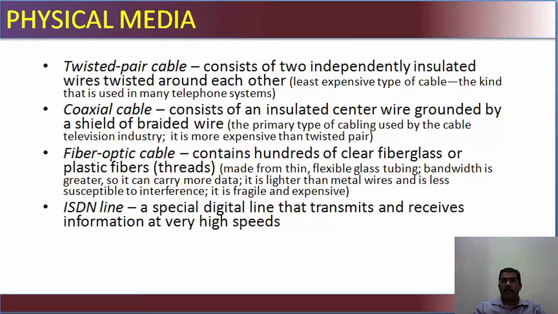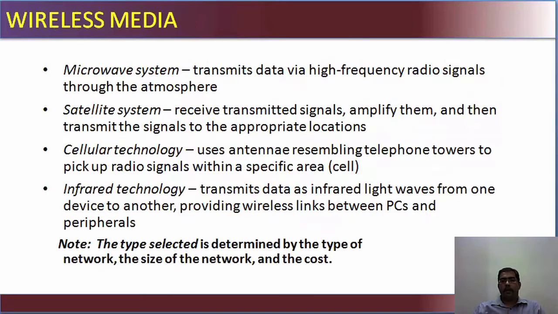This is your cable, the cable that connects to your set-top box or which directly used to connect to the television. But this is a little more expensive than the twisted pair. Then you have fiber optic cable, which consists of hundreds of clear fiberglass or plastic fibers or threads, which is the latest media used more frequently nowadays, where the data transmissions are much faster. Then there is a kind called UTP, which is unshielded twisted pair, which is used in your Ethernet cables. Then there is ISDN line, which is a special kind of digital line that transmits and receives information at very high speeds. So the ISDN lines are also more expensive.